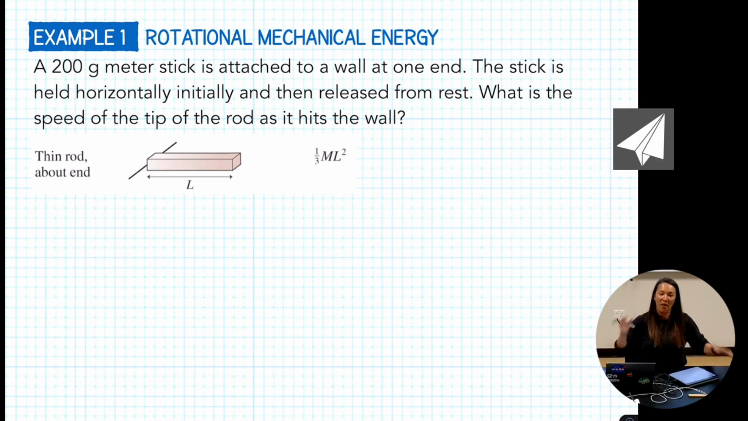Cool. So let's talk about having a bad day. Let's talk about conservation of energy. We have this meter stick. Do you remember that part? That was like ages ago. Okay, we have a meter stick. It's attached to a wall. It drops. Cool. All right. We want to know the speed of it right before it hits the wall.